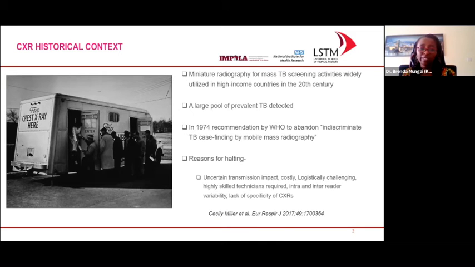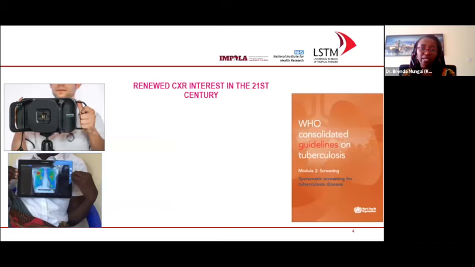The reasons for halting this were various. There was uncertain transmission impact. Then it was costly, because you can see on the left, they had to go with big trucks. Logistically, it was challenging, and highly skilled technicians were required, and also the intra and inter-reader variability that continues to affect us when we do human reading. And then, in general, the lack of specificity for chest x-rays.